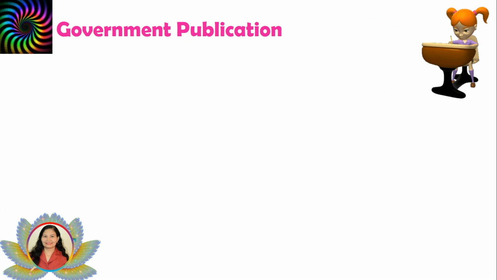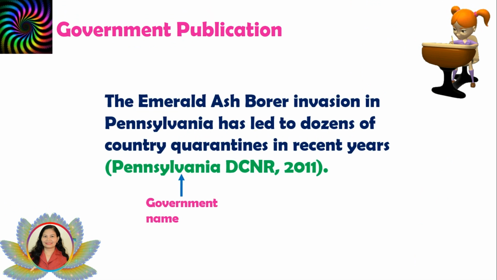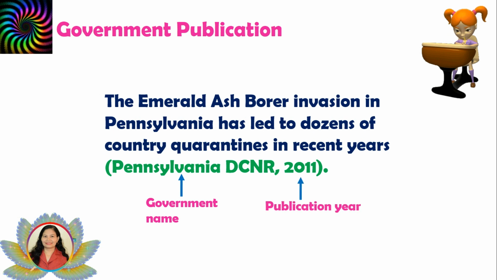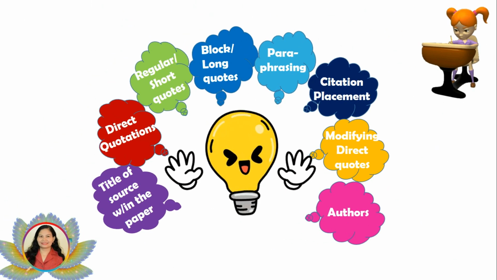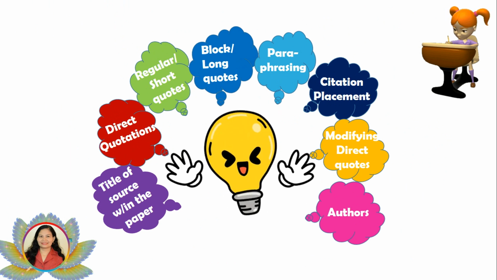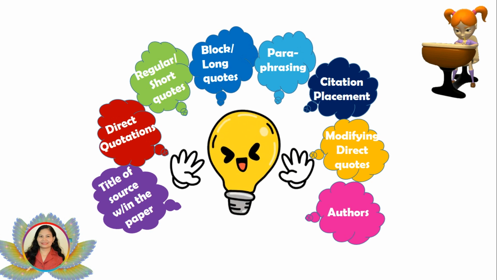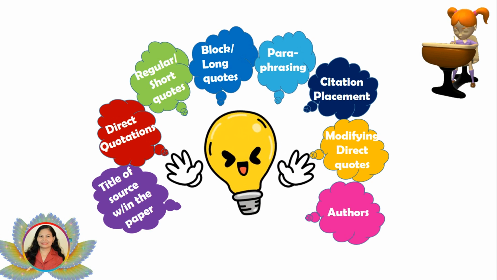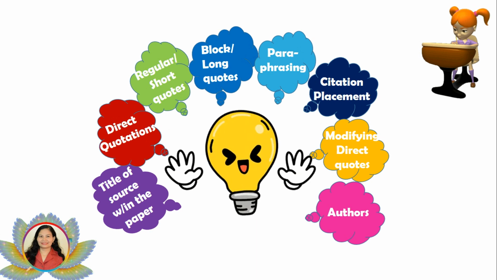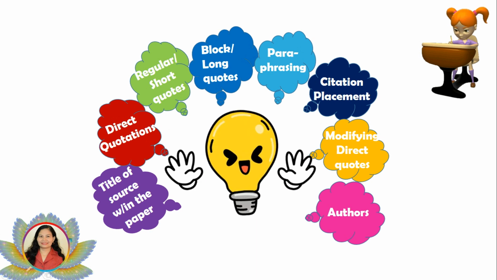If your source is a government publication, you write the name of the government and the publication year. Those are the in-text citation standard format and style. Always keep in mind that if you are working with your in-text citation, you work also with your references list in order to obtain all the necessary information and avoid wasting time by going over your sources again.